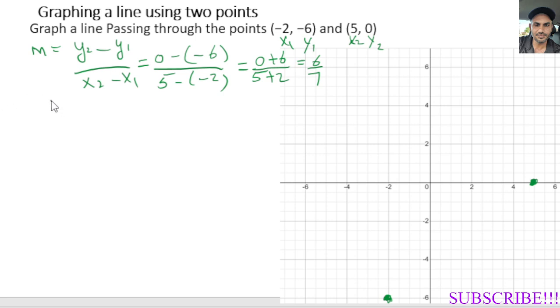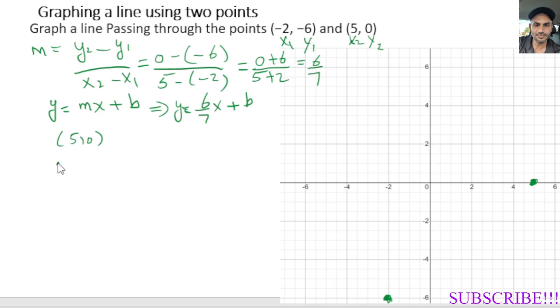We go ahead and make a substitution in this equation, y equals mx plus b. And we plug in y equals 6/7x plus b. Okay. Now we go ahead and solve for b. So we can use one of these 2 points. So this time I'm going to use this right here and plug in for the y and x and solve for b. So I'm going to use 5, 0.